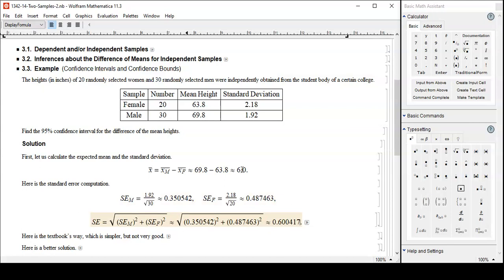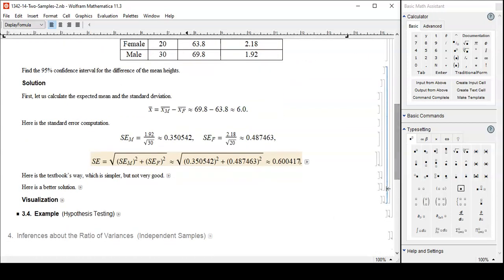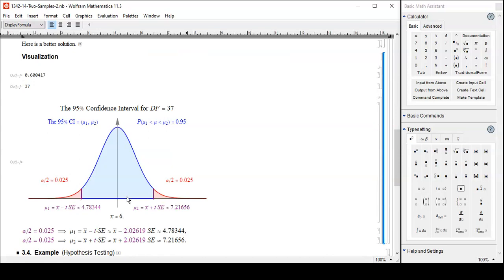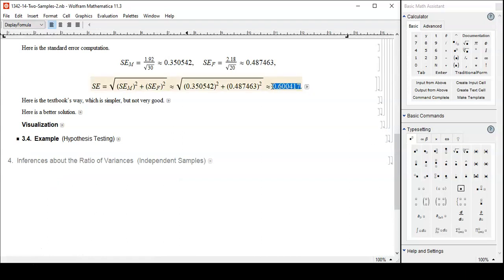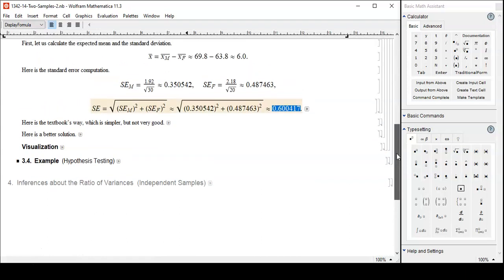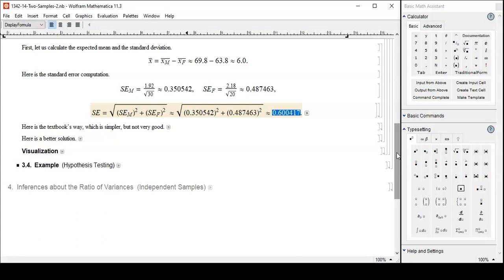So you're going to be using this SE associated with this visualization, centered at 6.0 and 95% in the middle. And then you have to add the margin of error and subtract the margin of error. So center plus t times SE, center minus t times SE. That's how things work, remember? And which SE? Well, there you go. You just calculate it. And which t-score?